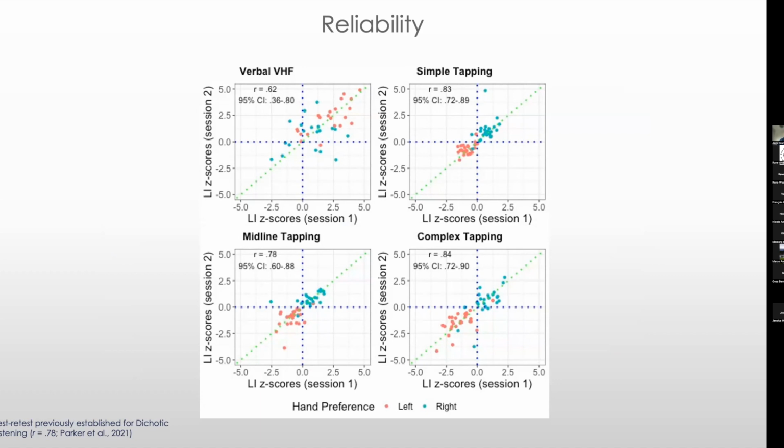So what's particularly impressive is the retest reliability of the simple tapping and the complex tapping task, which came out at 0.83 and 0.84 respectively. And then there's a slight drop off on the midline version of the simple tapping task down to 0.78, but that still exceeded our pre-registered threshold of 0.65. And then the reliability of the visual half field task was less satisfactory and dropped below the threshold and came out at 0.62.